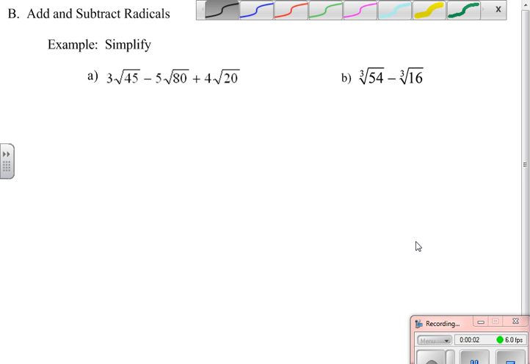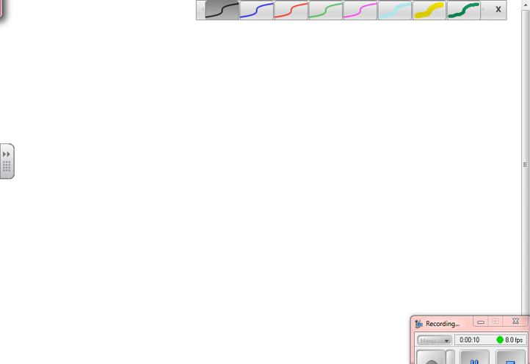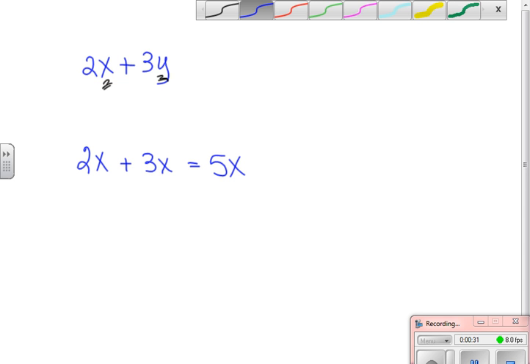5.6 continues talking about operations with radicals. Now, radicals behave just like variables. So let's take a little sidebar for a minute. If we have 2x plus 3y, we know we can't combine that because this x and this y are not the same values. But if we have 2x plus 3x, we know we can combine that to make 5x.